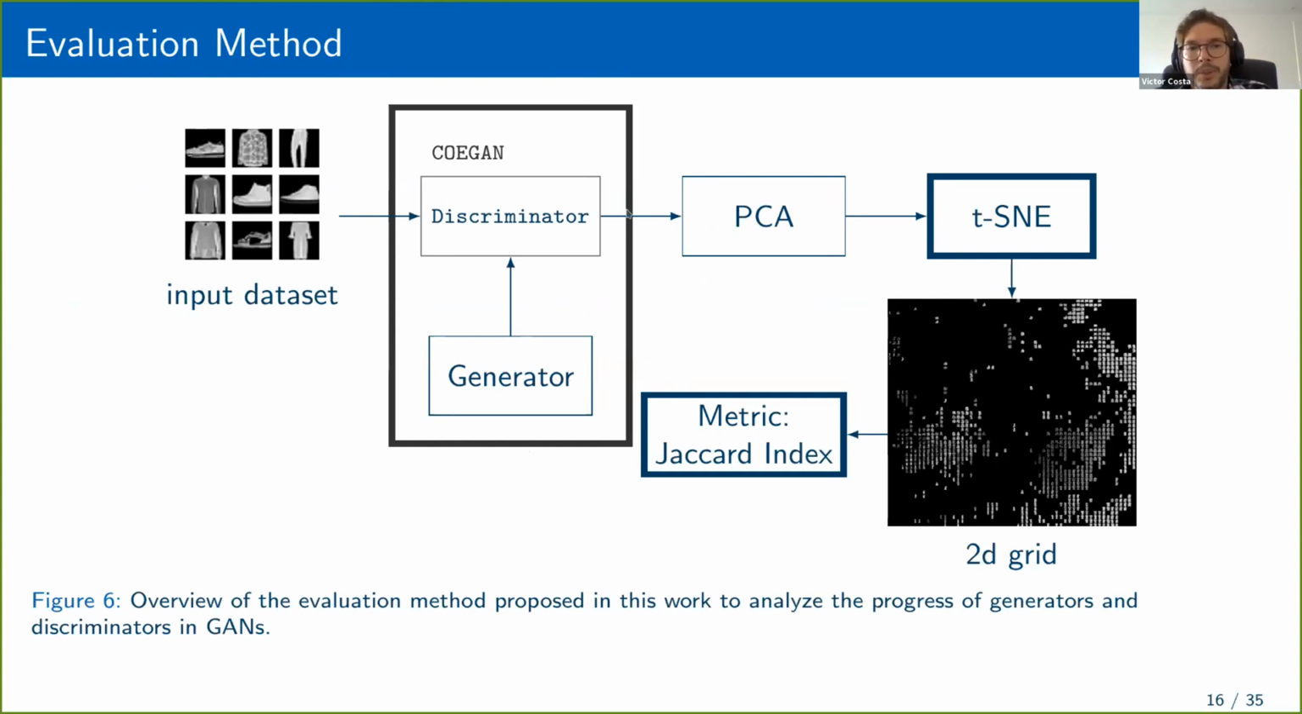And then we use the discriminator that was trained in this process to evaluate the samples from both the input dataset and also samples created by the generator. And we apply the results of this evaluation to t-SNE to generate maps that distribute the samples in a two-dimensional grid. And in the end, we also compare the maps created by generators and the maps created by the input dataset. And we extract a metric based on the Jaccard index to represent these distributions based on the two-dimensional grid.